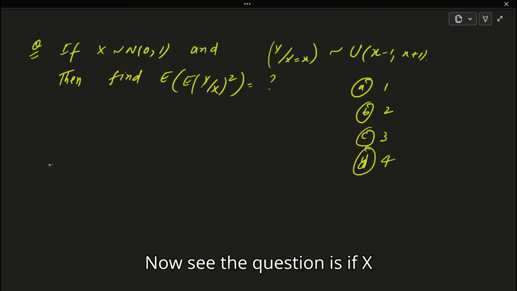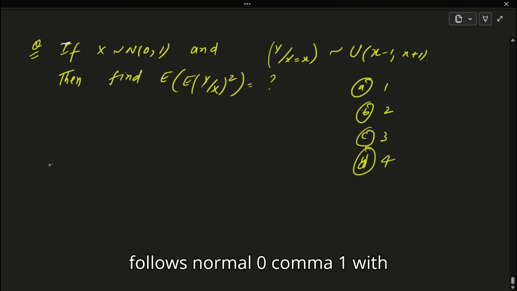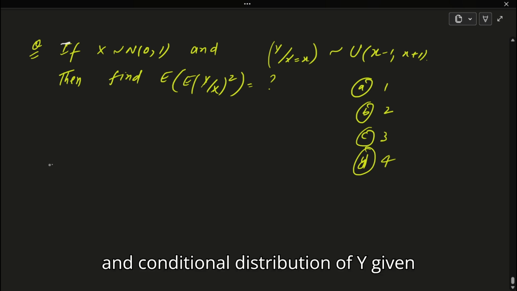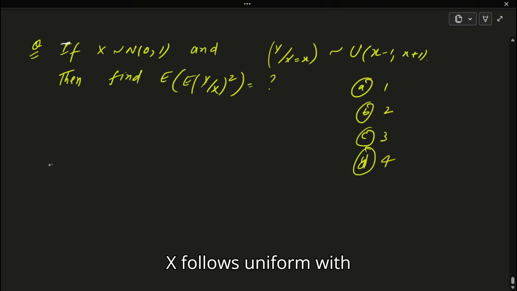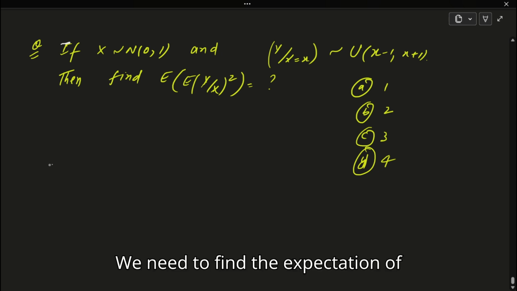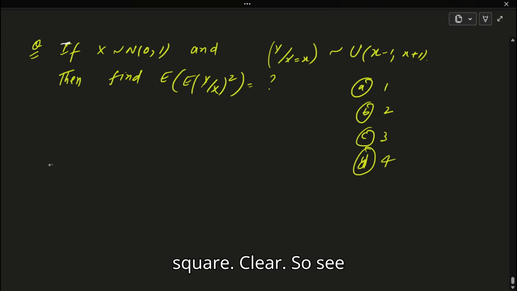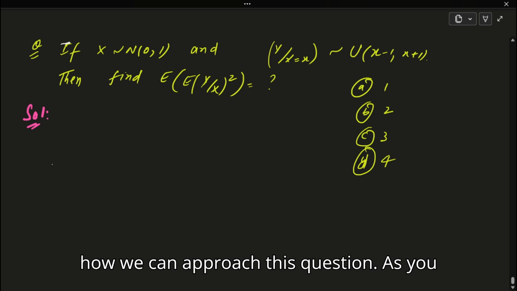Now see, the question is: if x follows normal 0 comma 1 with mean 0 and variance 1, and the conditional distribution of y given x follows uniform with parameters x minus 1 and x plus 1, then we need to find the expectation of (y given x) whole square. Clear? So see how we can approach this question.